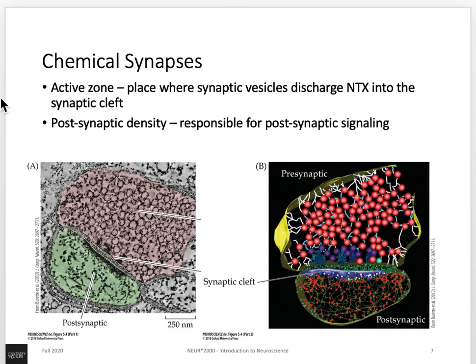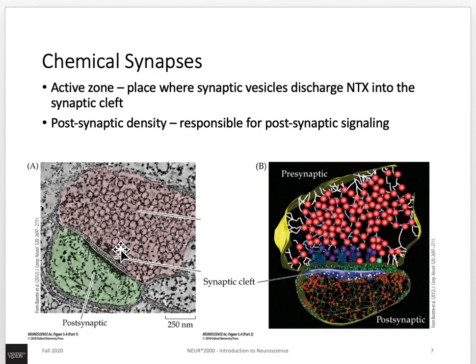So these pictures here from your textbook highlight certain structures at the chemical synapse to take note of. So A, you have the pink, which represents the presynapse, and the green, which is the postsynaptic neuron. You have the synaptic cleft, which is labeled in both images here and around the presynaptic membrane. The darkness would represent the area of the active zone. The active zone is where synaptic vesicles bind to the presynaptic membrane and release neurotransmitters through exocytosis.